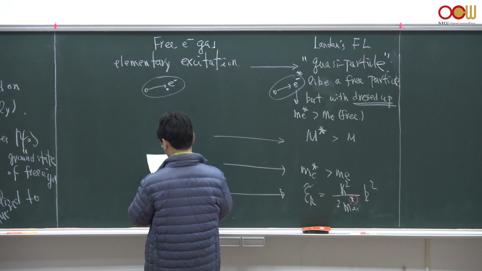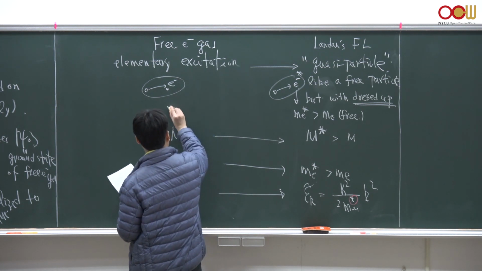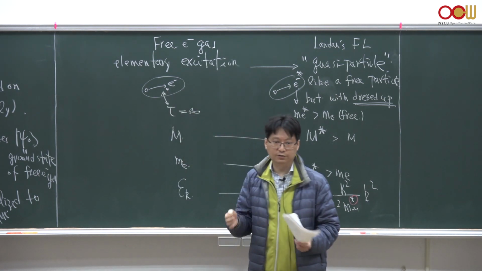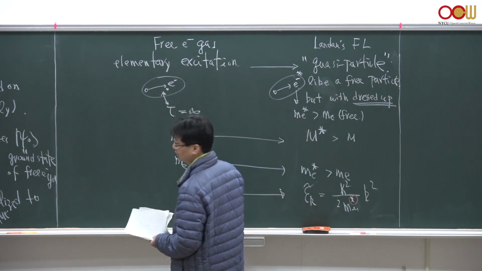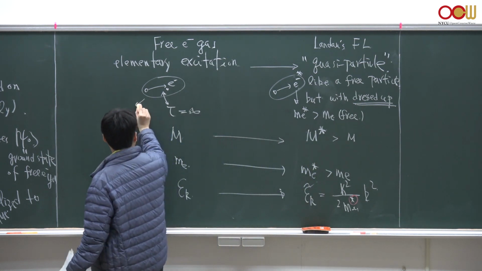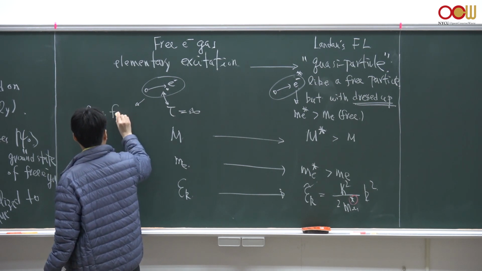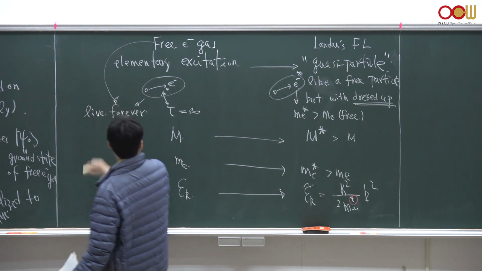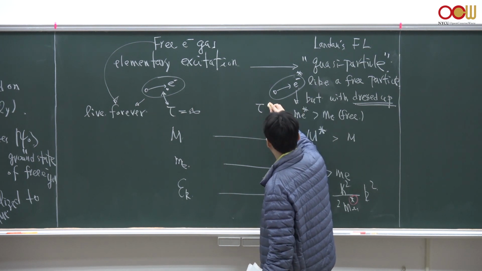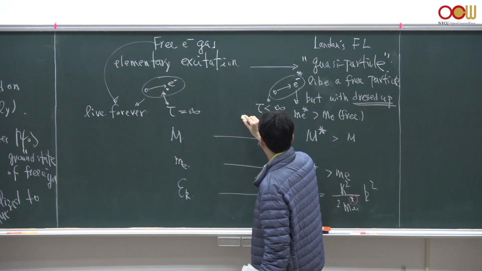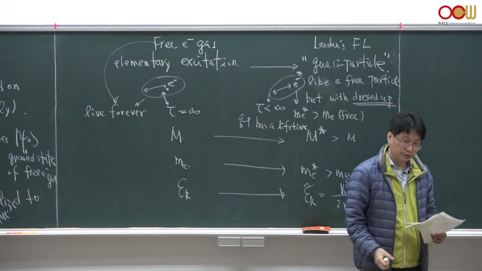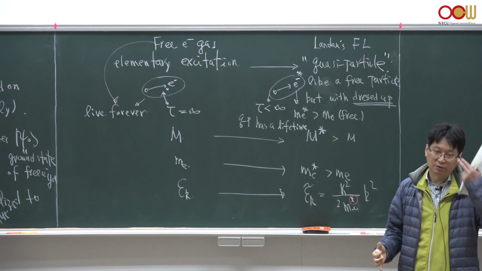And one more thing, which is very important, is the quasi-particle lifetime. This electron hole pair can live forever in the free electron model, because there is no Coulomb scattering. So we will come back to this in just a moment. Okay, so they live forever in the case of the free electron gas, but in the case of Landau's Fermi liquid, this quasi-particle has a lifetime. So tau refers to the time that this quasi-particle can live without decaying.